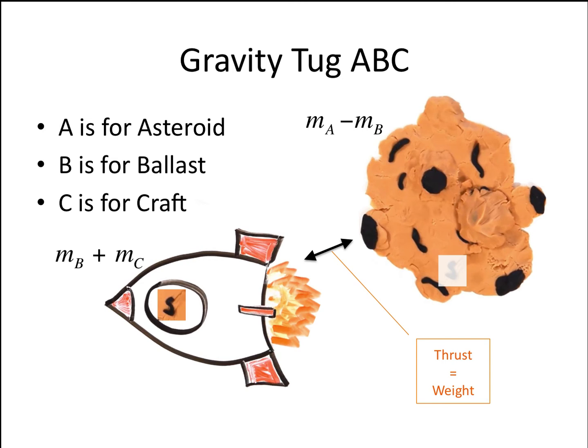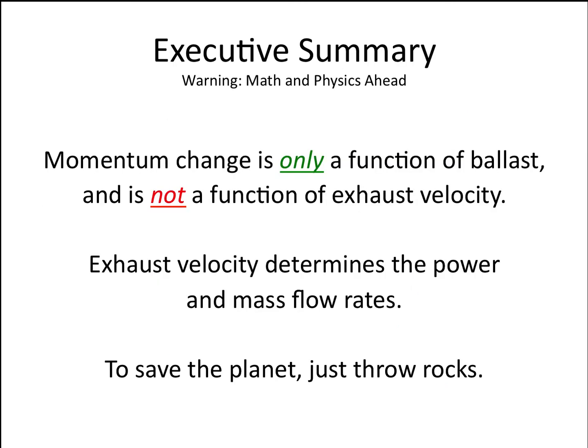That relationship, knowing that the thrust equals the weight, gives us a way to solve the physics problems and find out that ballast is really the only thing that matters. So here's the executive summary of what we're going to look at. First off, we're going to try to change the momentum of the asteroid. But it turns out that that momentum change is only a function of the ballast and not a function of the exhaust velocity. The exhaust velocity, that's how fast you throw the stuff out the back end of your rocket.